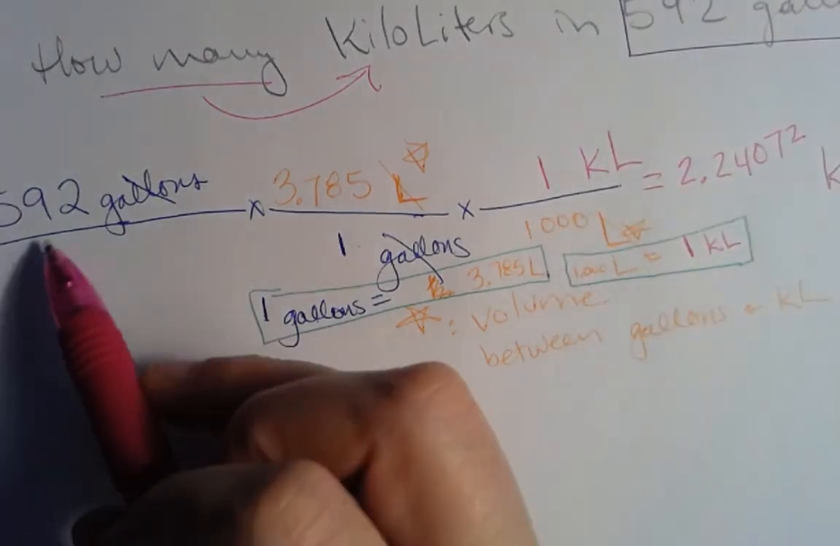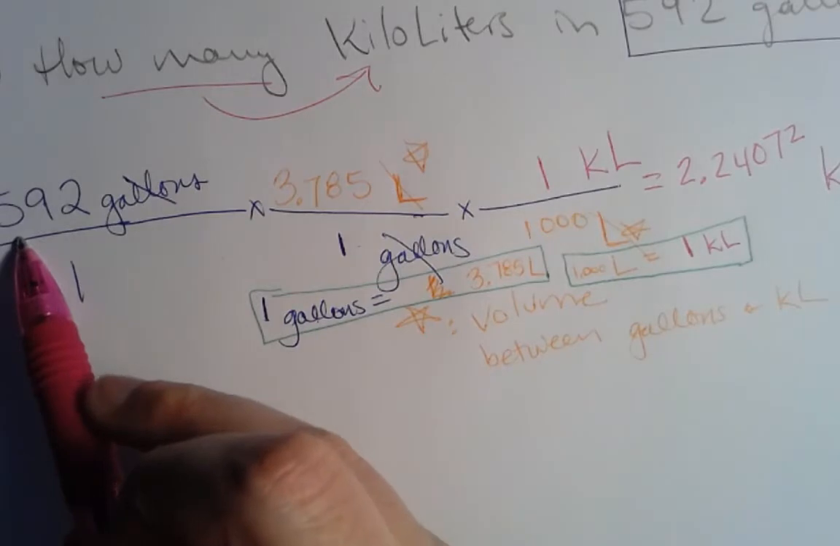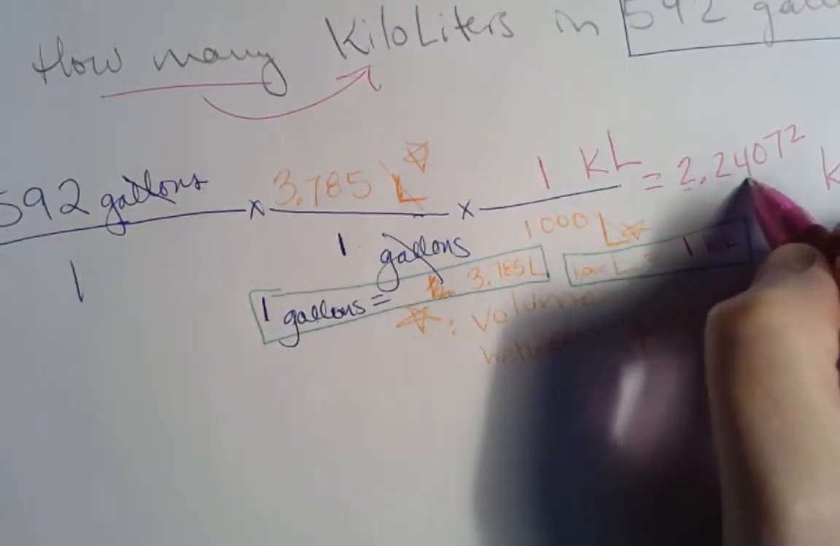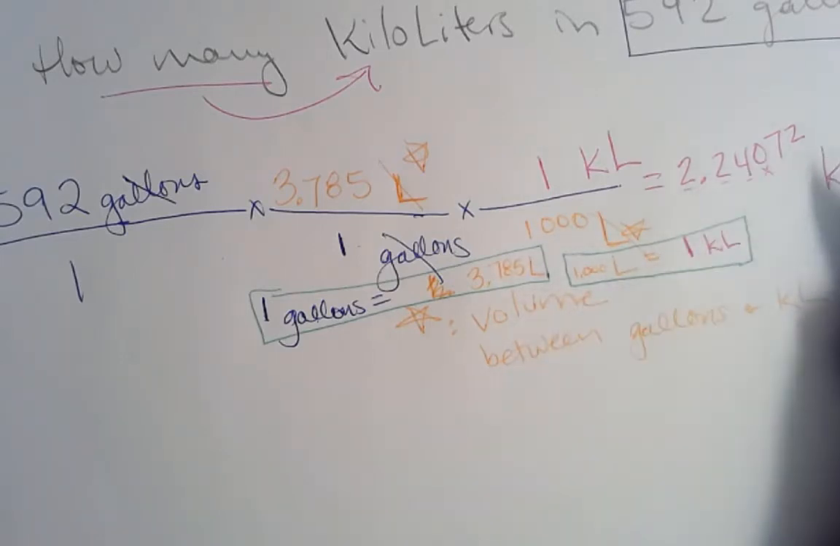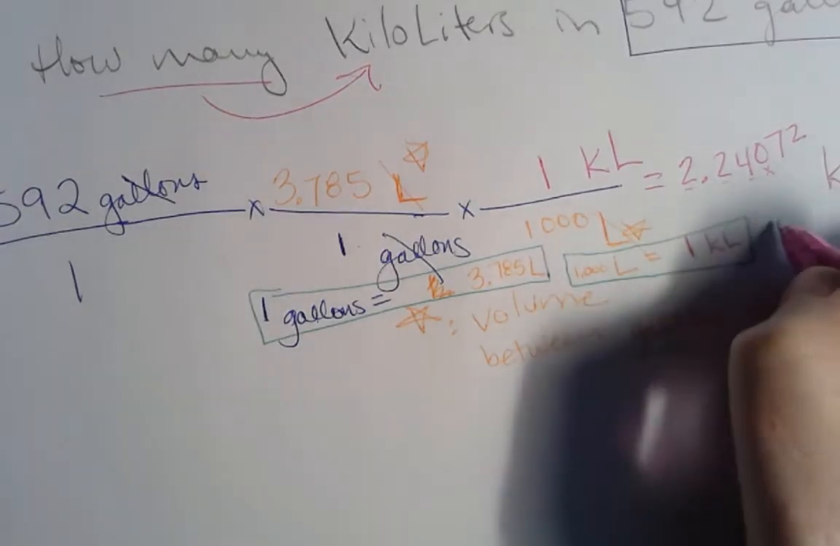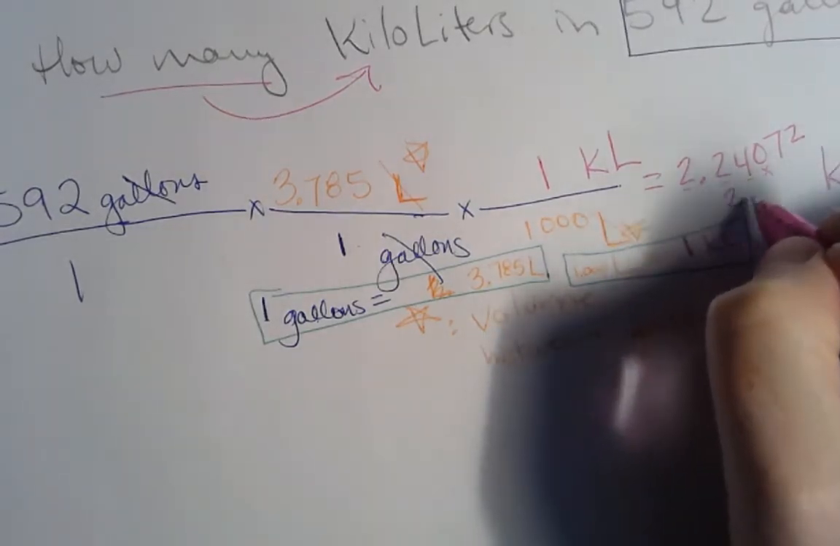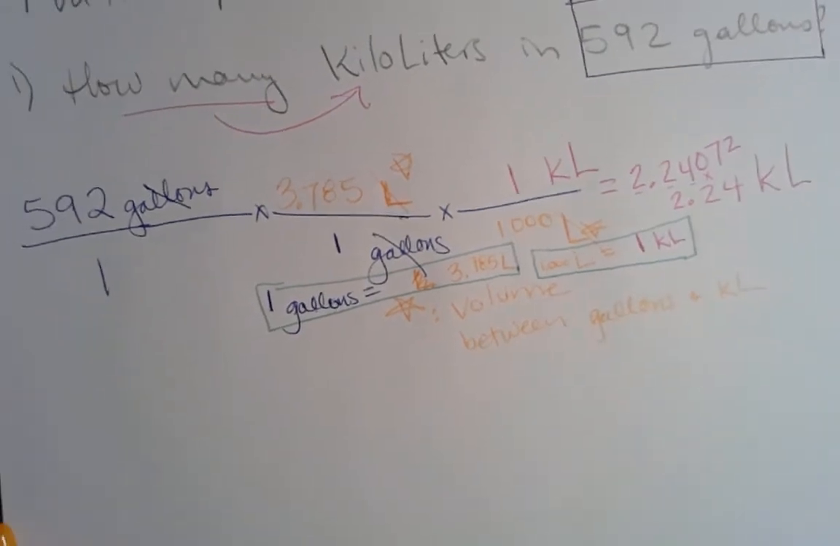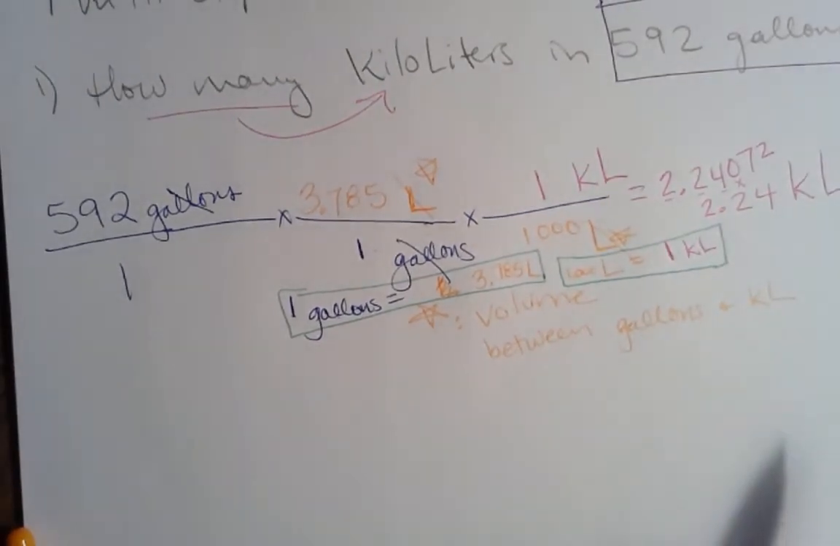We look at our original thing. We start with 3 sig figs, 592, so we're going to end with 3 sig figs. Keep the biggest 3, round using the next one. That next one is 0, that rounds down. So we've got 2.24 kiloliters. I'm going to zoom out because I don't have my ending unit, and that ending unit is hugely important. Okay.